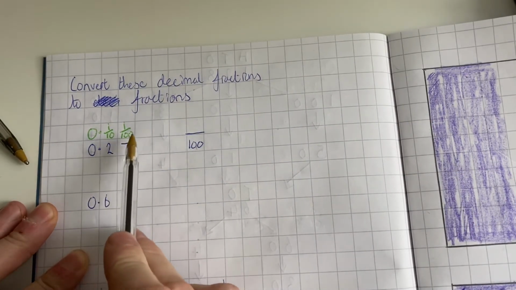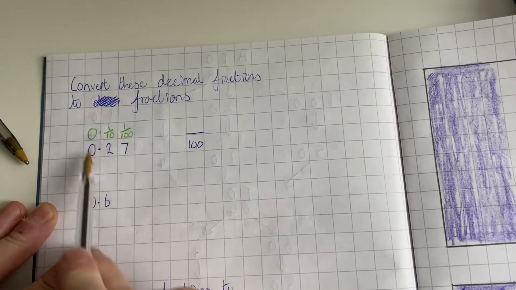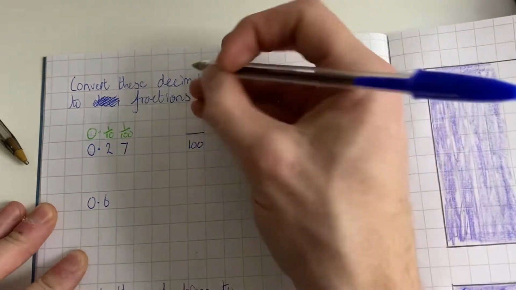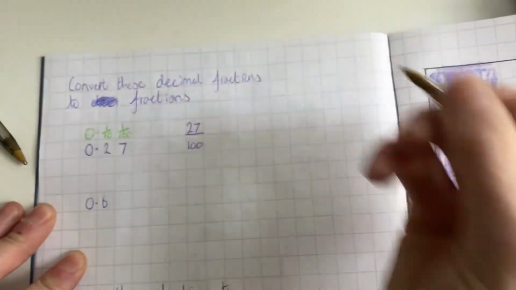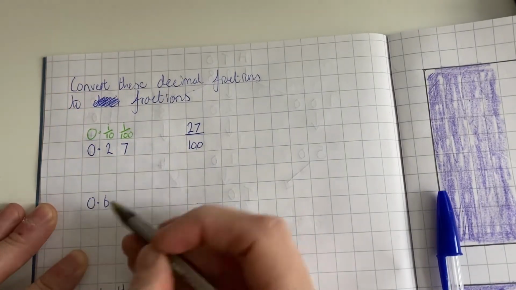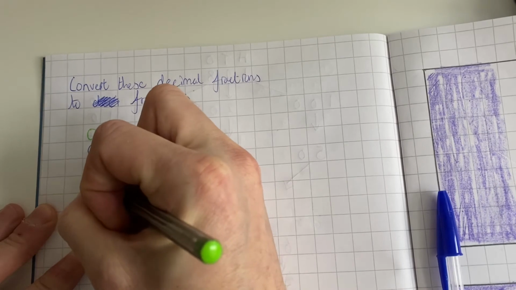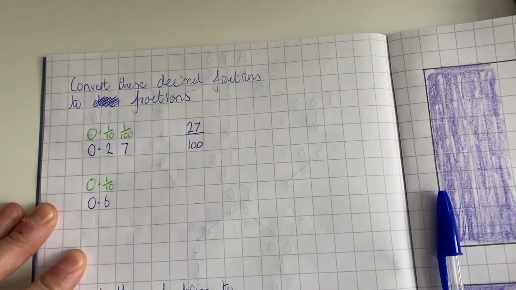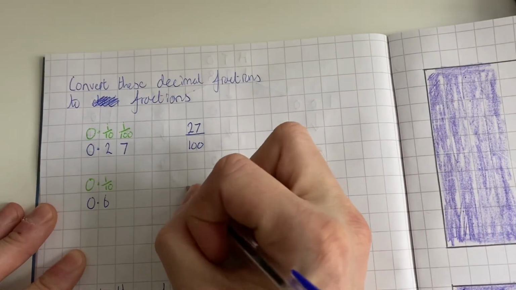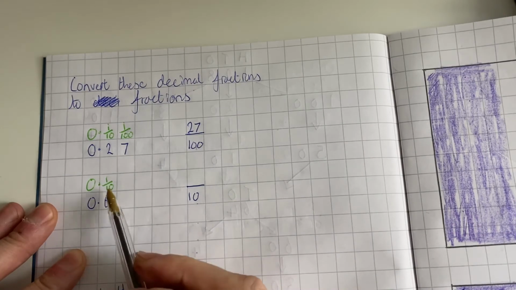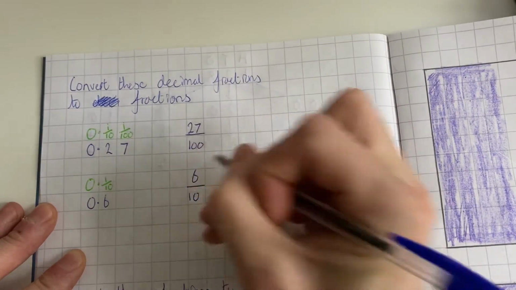And then we take this part of the number here, the 2 and the 7, and this is how many parts out of 100 we've got. So we've got 27 hundredths. If we take this number here, we've got ones and we've only got tenths. So we know our fraction is going to be out of 10. And our value in the tenths is 6 tenths.